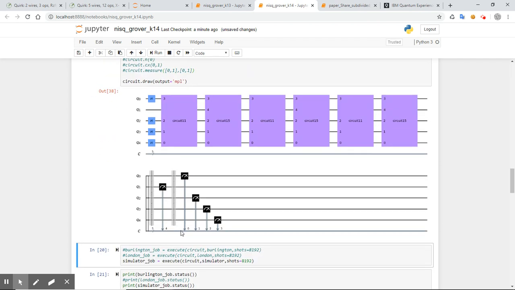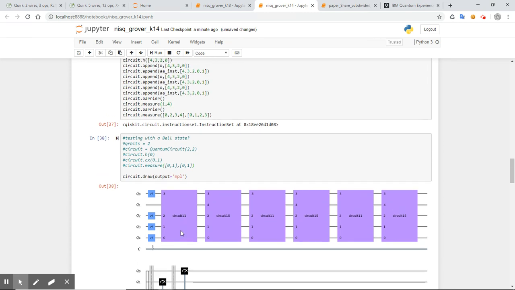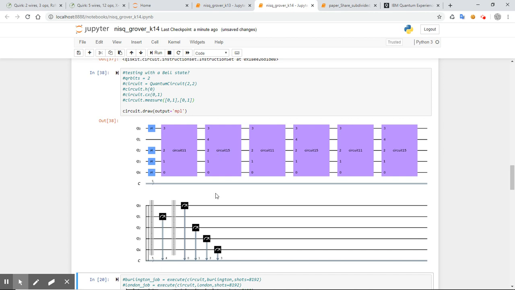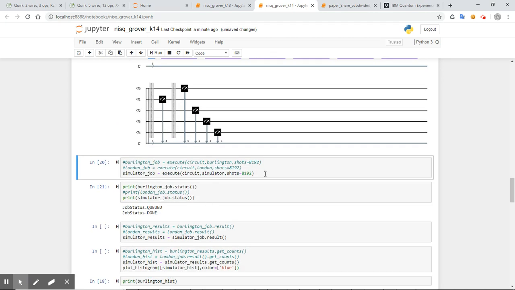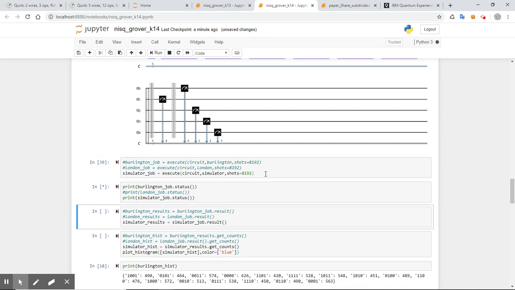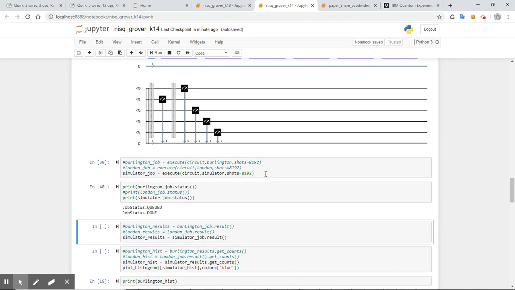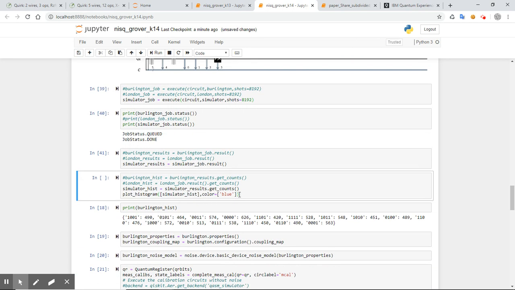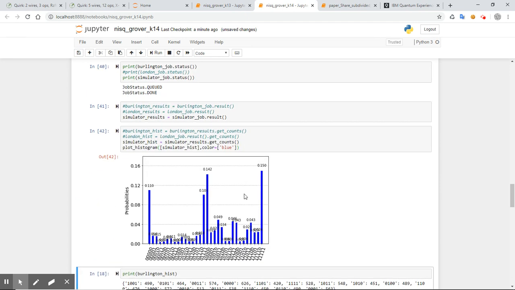Let's see if things are messed up though. So we're measuring, and we only care about the 0 to 3 qubits in here. So simulate a job. This guy done. Simulate results. Plot. Yeah, okay, interesting. So what have we got in here?